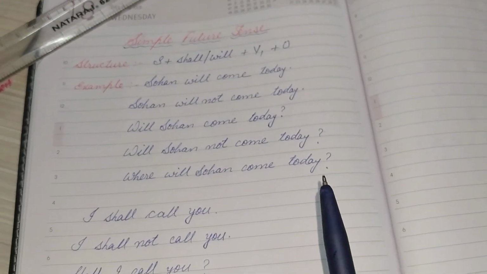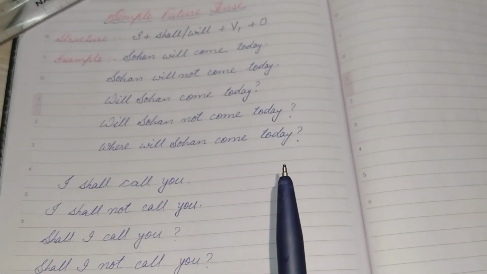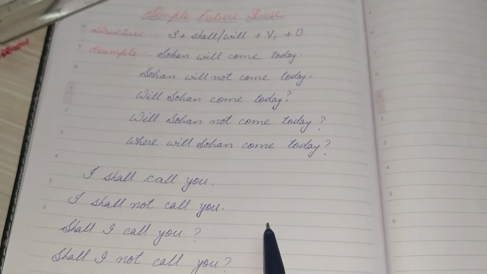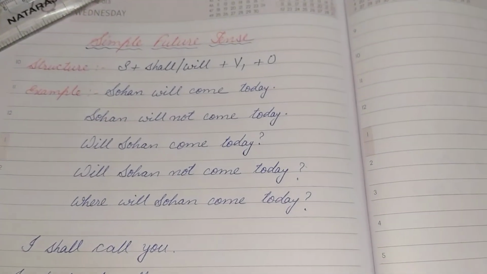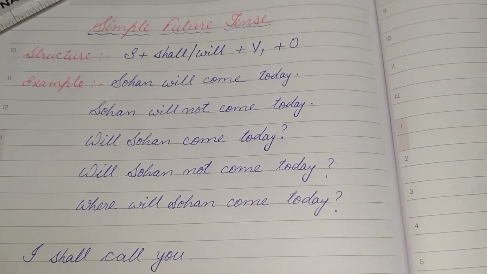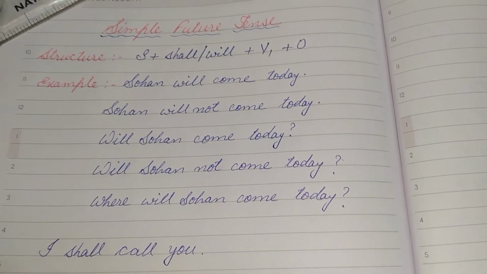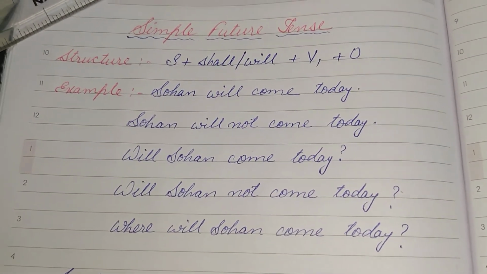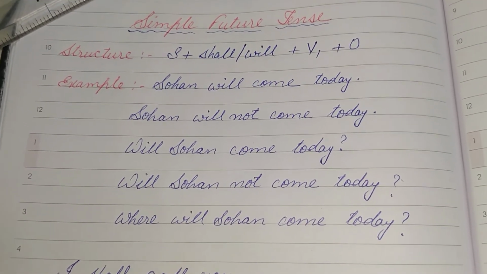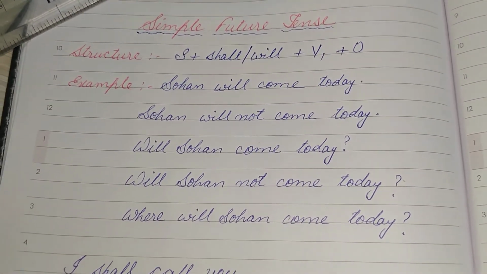So in this video we have completed simple present, simple past and simple future. According to the work or according to the time, we can use simple present, simple past and simple future. So till now we have completed all the simple tenses: simple present, simple past, simple future.